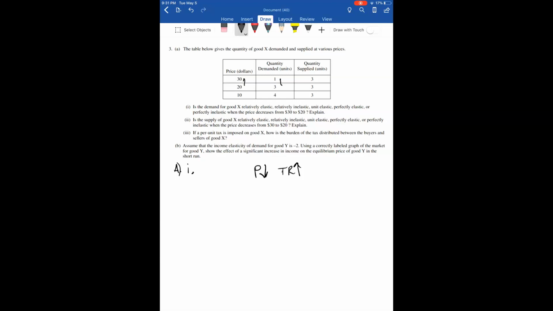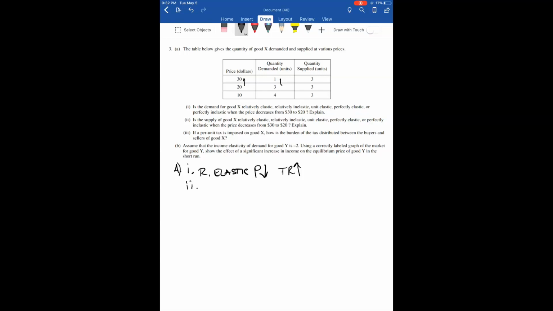Again, you can think about putting your left hand down for price going down, and on your right hand total revenue going up, and that is more like an E, and that's relatively elastic. So relatively elastic.